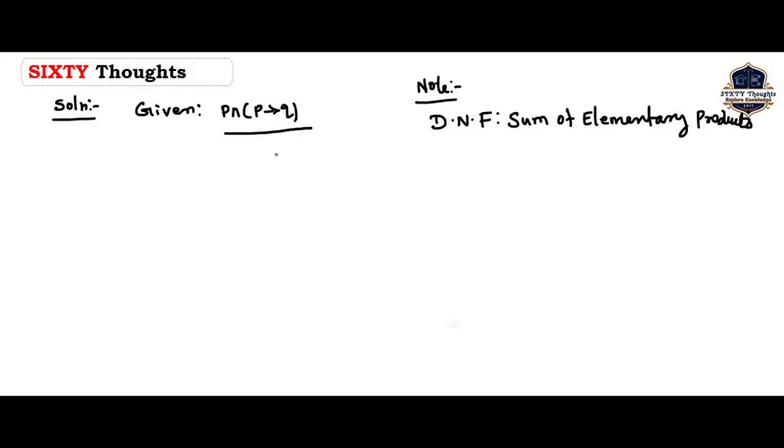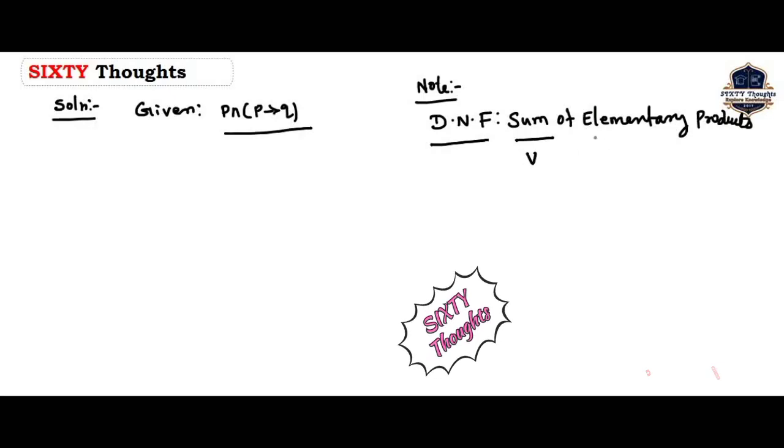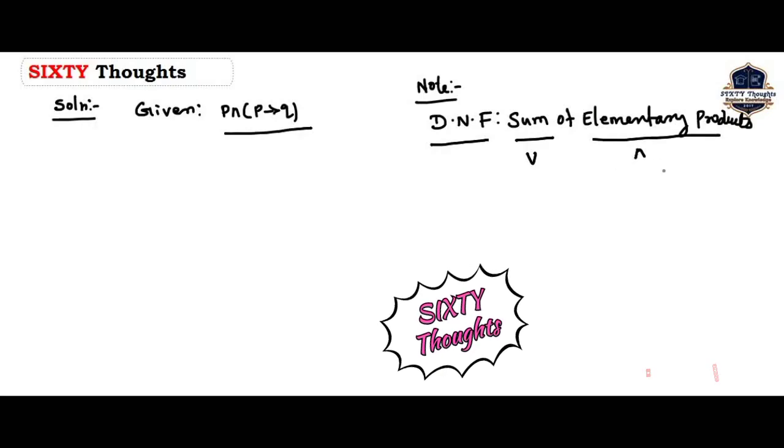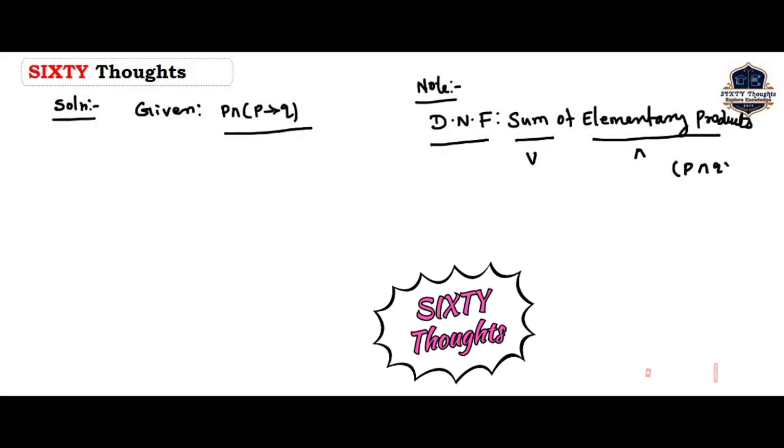So what is our target? We are going to find the DNF, the disjunctive normal form, of the given expression. What does disjunctive normal form mean? A logical expression is said to be in DNF if it consists of a sum of elementary products. Sum means the operator is OR. Elementary product means that between variables we need an AND operator, in the form P and Q, or negation P and Q. These are called elementary products. The definition: a product of P and Q, and the negation of P and Q, are called elementary products.